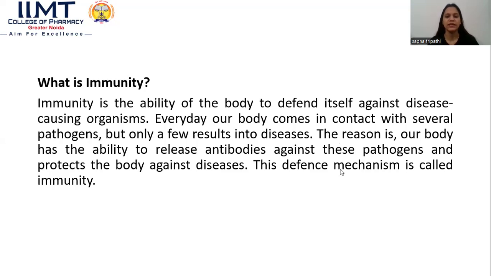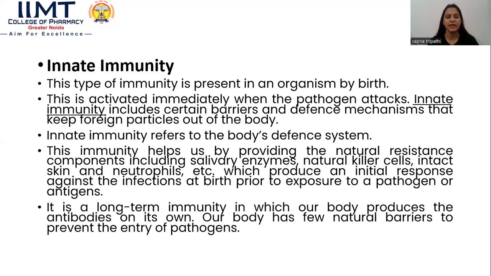Now, there are mainly two types of immunity. The first one is innate immunity, and the second one is acquired or adaptive immunity. Innate immunity is present in an organism by birth. This is activated immediately when the pathogen attacks. Innate immunity includes certain barriers and defense mechanisms that keep foreign particles out of the body. Innate immunity refers to the body's defense system.